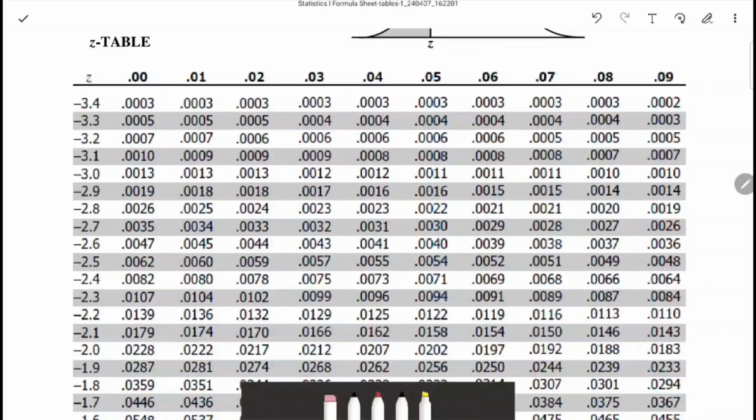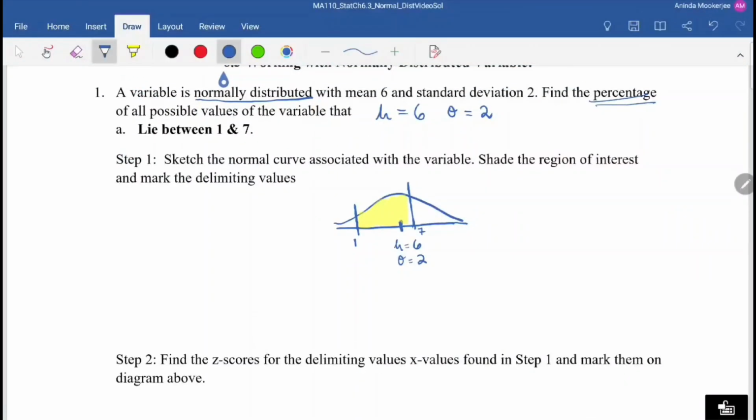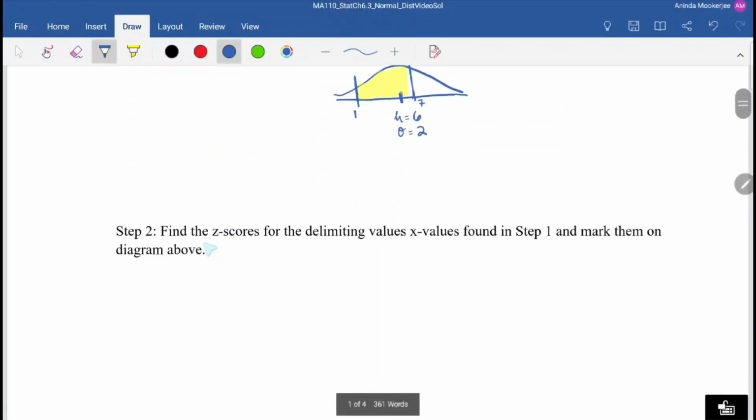So let's go back to our worksheet and calculate the Z value. So in step 2 it says find the Z scores for the delimiting X values found in step 1. So the delimiting X values are 1 and 7. So we have to convert them to Z scores. All right. So I'm going to draw another diagram here, and then we'll calculate the Z scores. Or maybe we'll first calculate the Z scores and then we will draw the diagram.